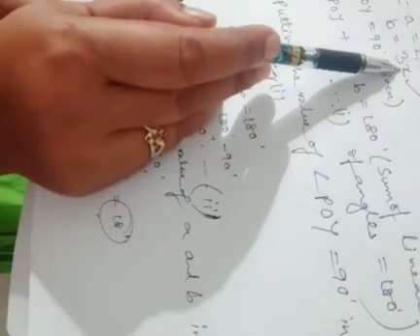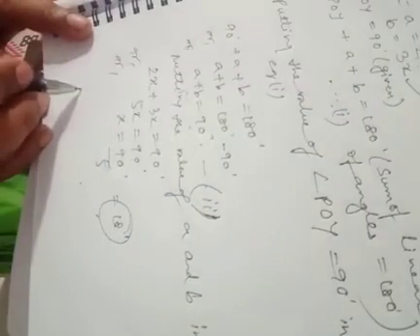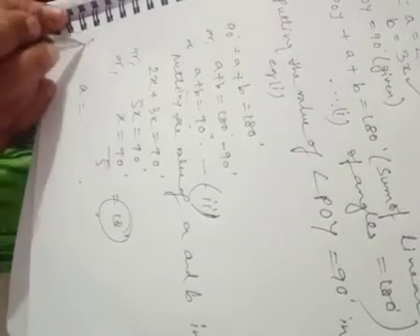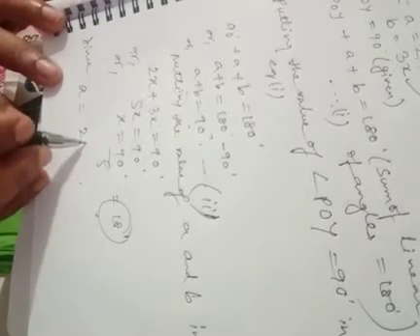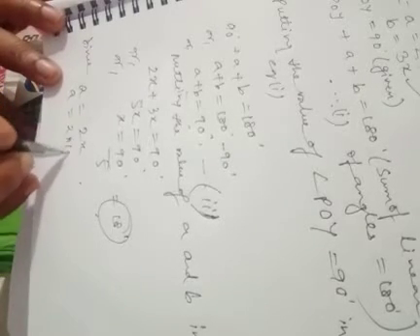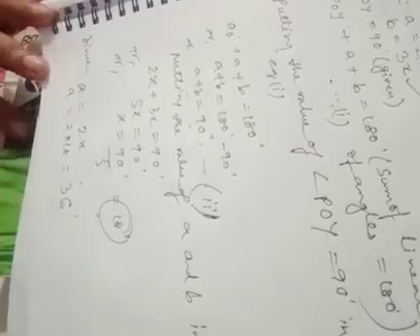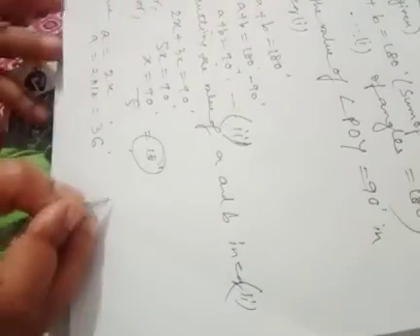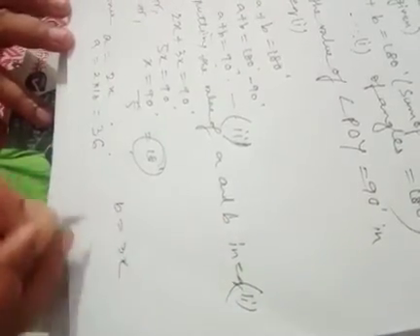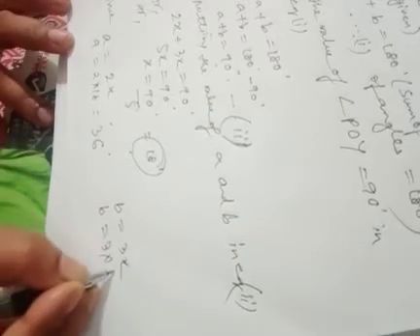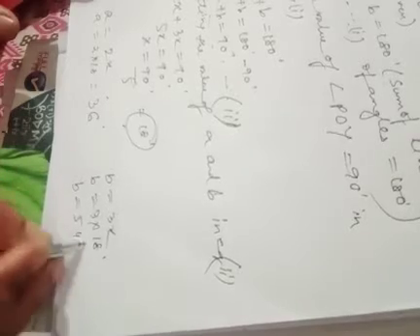Now after getting the value of x is equal to 18 degree, putting the value of x in this equation, A is equal to 2x, and putting the value of x in B is equal to 3x, we get the value of A. Since A is equal to 2x, then A is equal to 2 into 18, that is equal to 36 degree. Next, B is equal to 3x, then B is equal to 3 into 18, that is equal to 54 degree. Now we get the value of A and B.